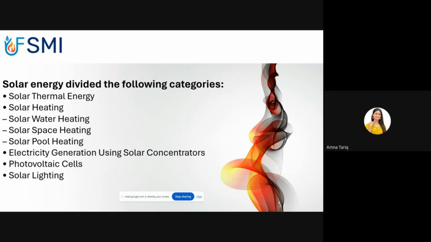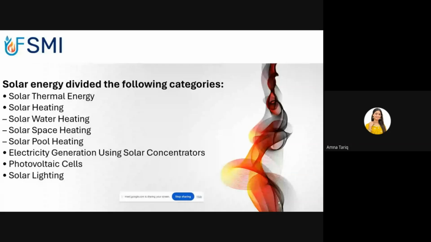And next, what is space heating? A solar space heating system may consist of a passive system or an active system. Passive systems are typically less costly and less complex than active systems. However, when retrofitting a building, an active system might be the only option for utilization of solar energy.